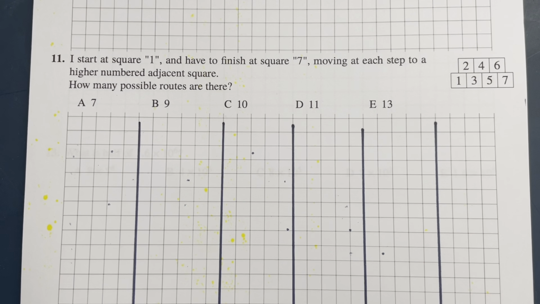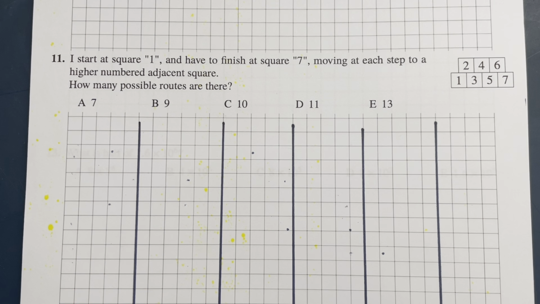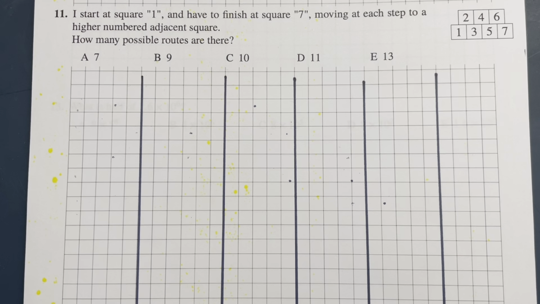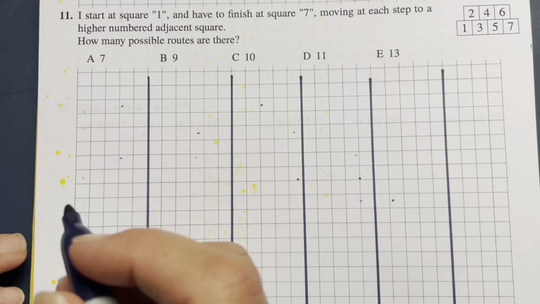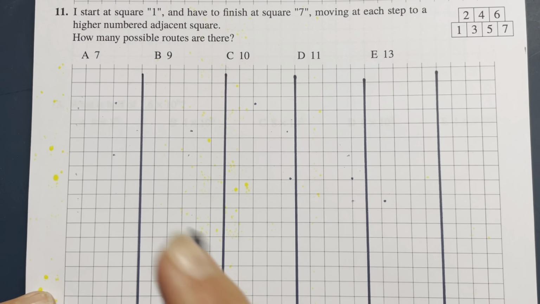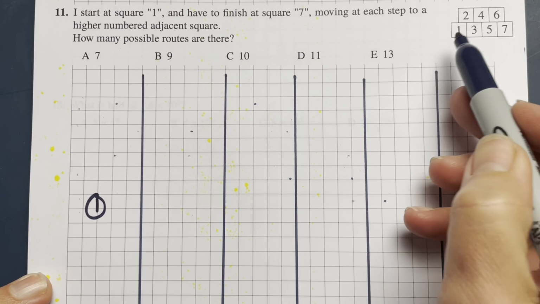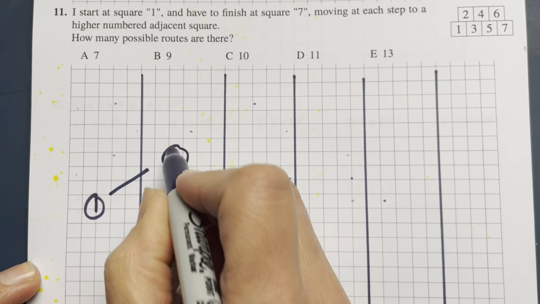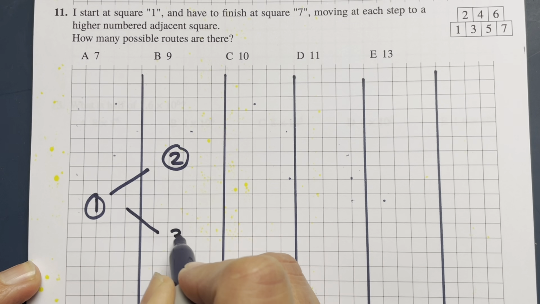Question 11. There are a couple of different ways of looking at this. I'm going to show you the longer way to start with, so bear with me while I draw it out. We start with 1. From 1, I have a choice of going to either 2 or 3.